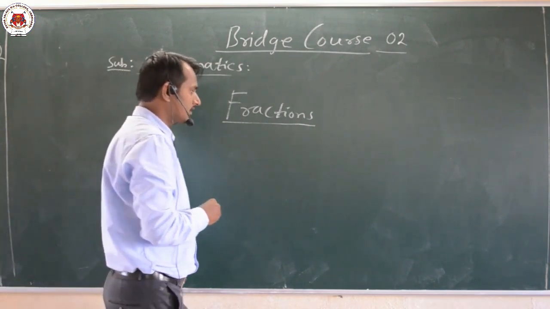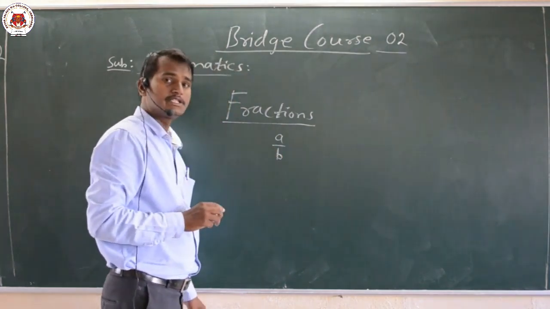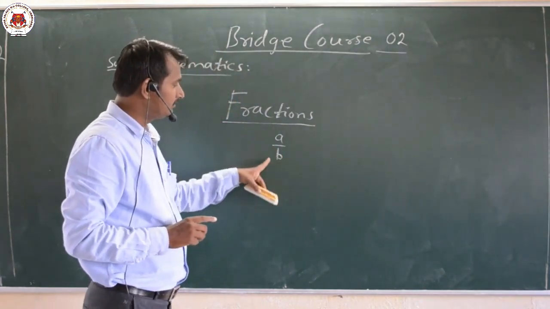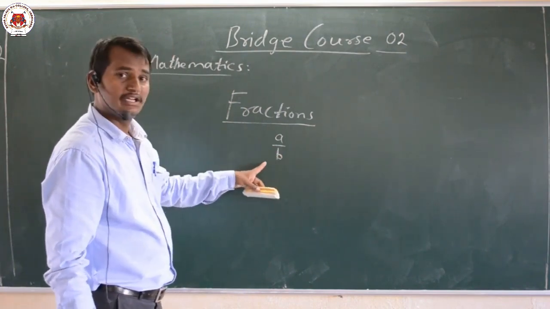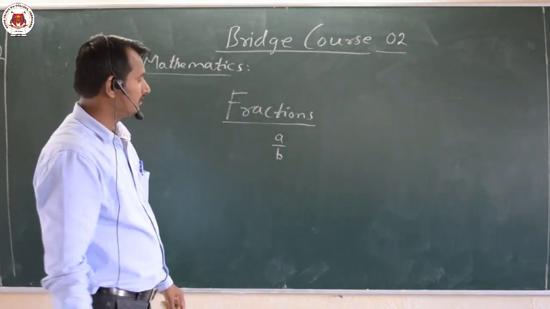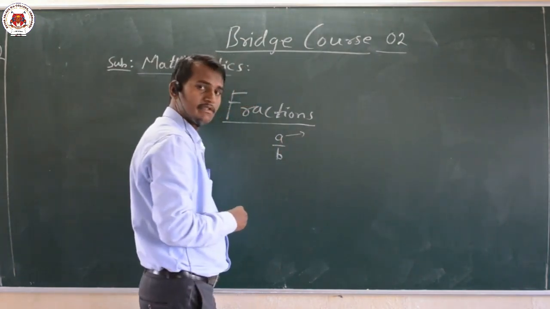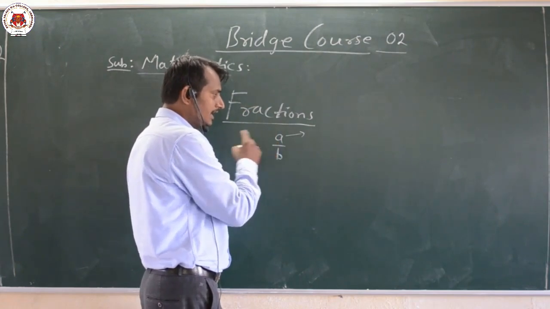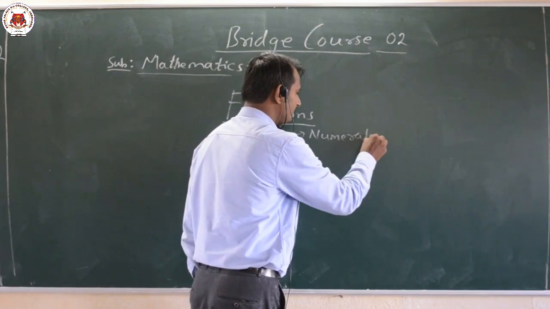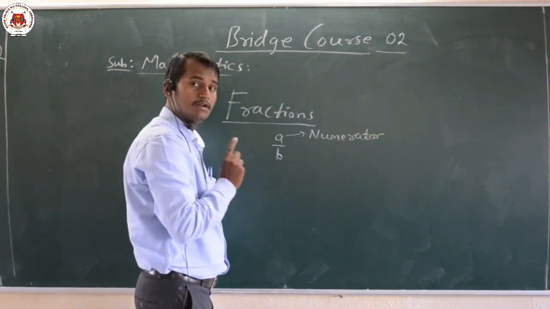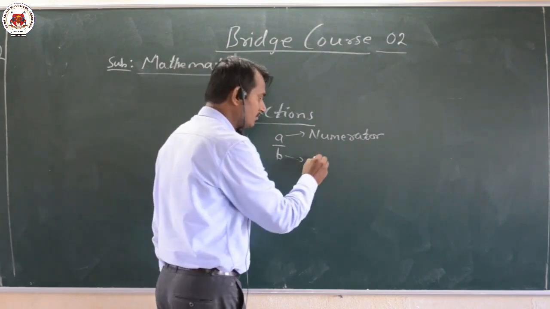Fractions means anything which is of the form a by b, where a and b are integers. Okay, not necessarily integers, they may be rational or irrational also. Here the upper part, a, is known as the numerator, and the lower part, b, is known as the denominator.